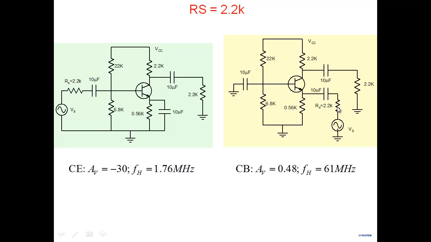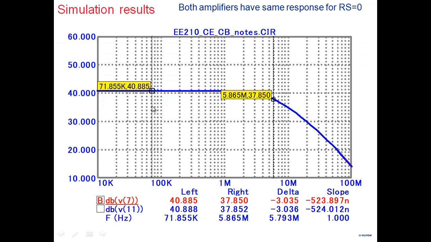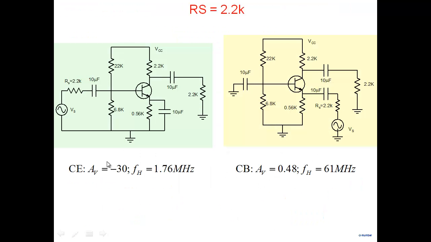Alright, look at what happened. First, the common emitter. When I put an RS here, the first thing that you see is the gain has dropped. Everybody agrees, gain will drop. Why? Because part of VS will get dropped across RS, and only a fraction will appear over here, and therefore the gain will drop. The gain has dropped from 110 to 30. The upper cutoff frequency has also dropped, 1.76. Why? Because the capacitors now see a larger resistance RS.